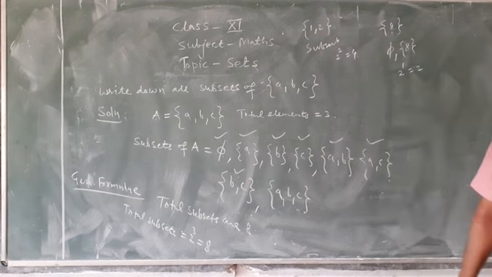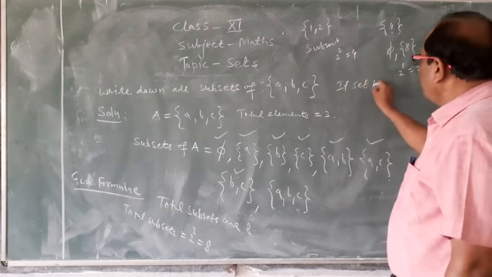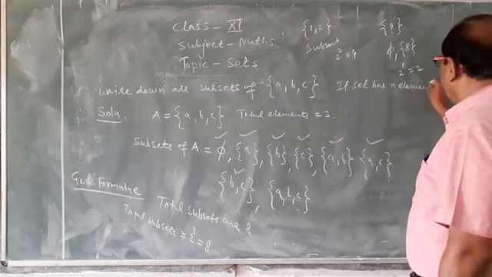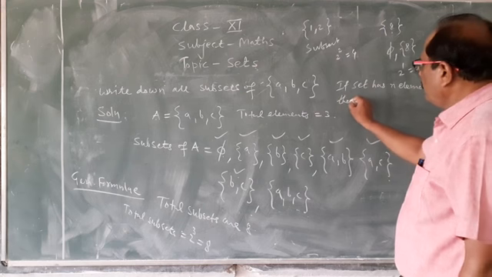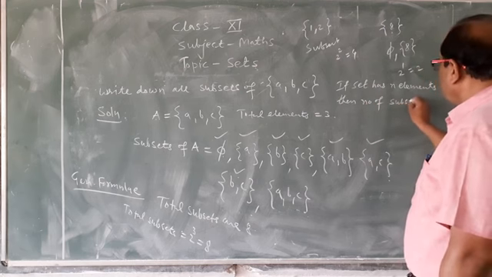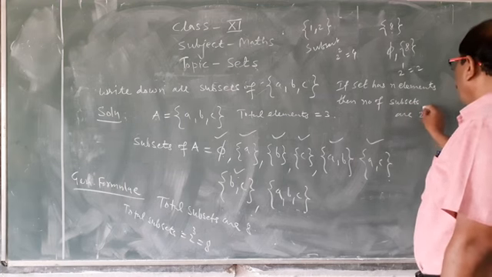In general, we write: if a set has n elements, then the number of subsets is 2 raised to power n.